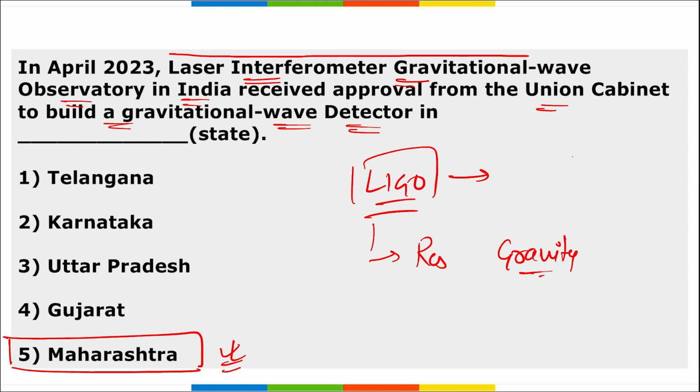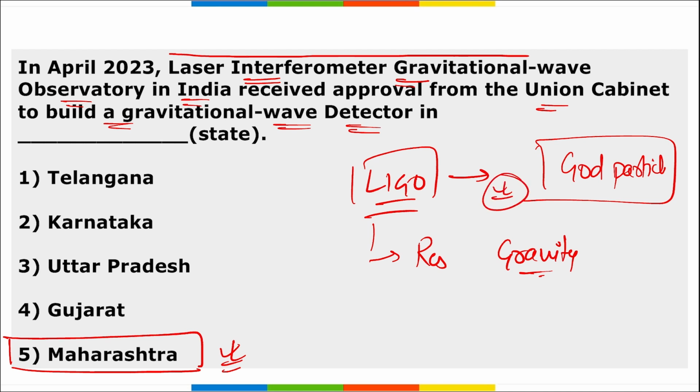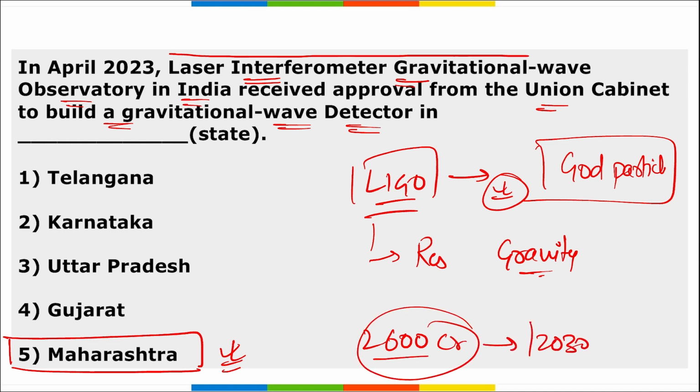If you remember, there was a particle termed God particle that was also discovered using this LIGO only, right? So the Union Cabinet of the Government of India, headed by Prime Minister Narendra Modi, has approved LIGO India, that is your Laser Interferometer Gravitational Wave Observatory in India, and this will be doing research on gravitational waves, and it is located in the state of Maharashtra. This project will be built at a cost of 2600 crore rupees, and it is estimated to be built by 2030.